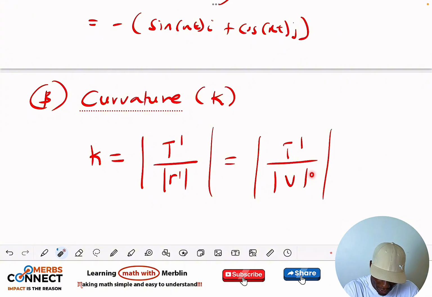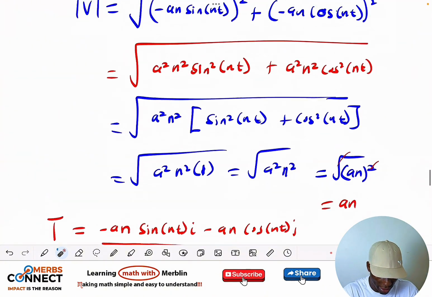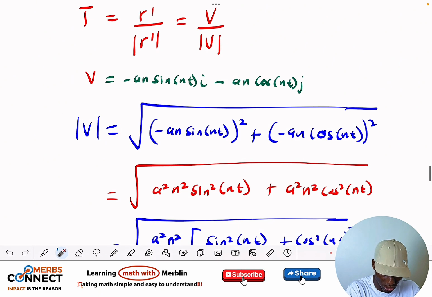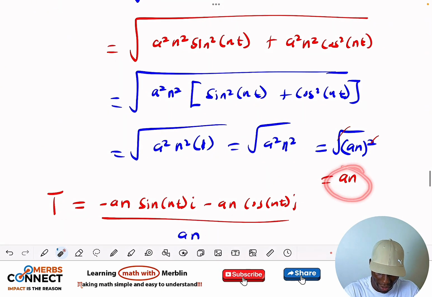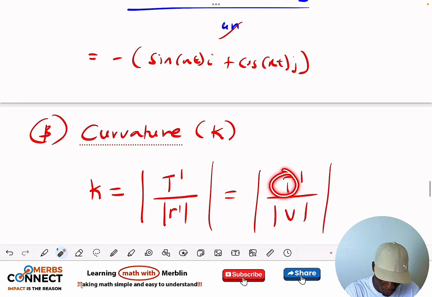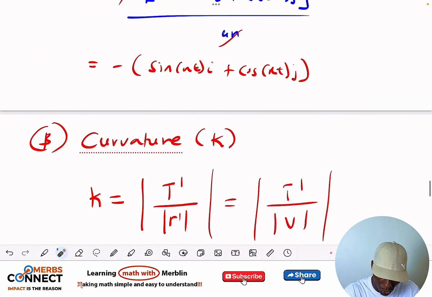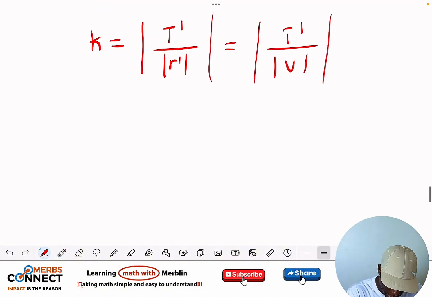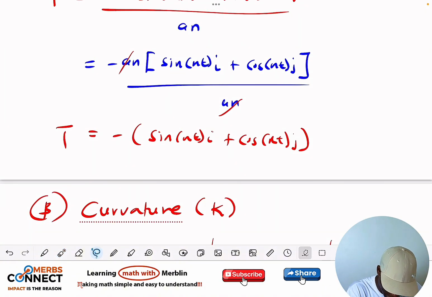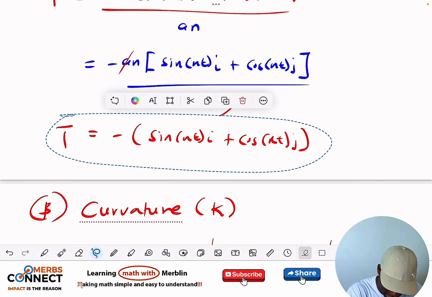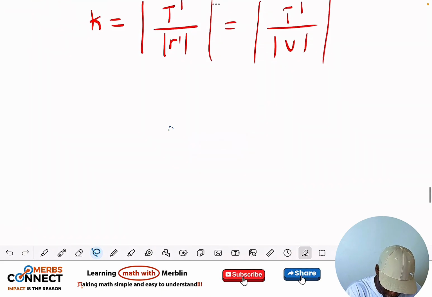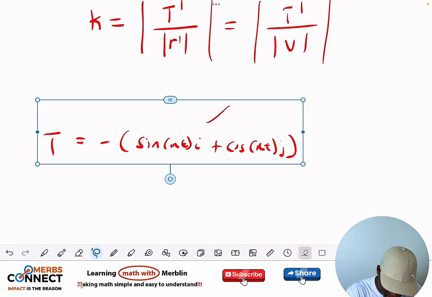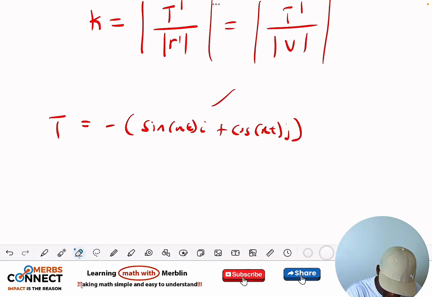So I have this magnitude here, the magnitude of the velocity, which is equal to an. Now I have T, which is the unit tangent, so all I need to do is look for T prime from here. You see how a small mistake in the first one is going to affect the whole work. So now let me bring this T down, and let's get T prime from it.